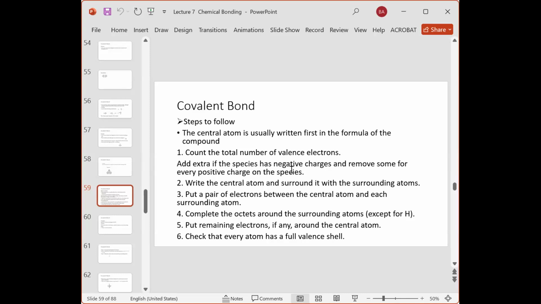You put a pair of electrons between the central atom and each surrounding atom. Complete the octet rule around the surrounding atoms, except for hydrogen. Put remaining electrons, if any, around the central atom. Check that every atom has a full valence shell. So it's only hydrogen that is the exception to the octet.